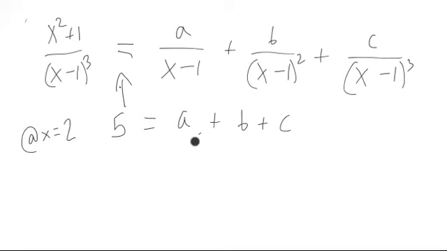We can come up with another equation by plugging in something else. We could plug in 0. 0 might be a nice one. If we plug in 0 on this side, we have 1 over -1 cubed, which is just -1 on that side. And on this side, if you plug in 0, you have -a, squared so it's positive b, and then negative cubed, which should be -c. So we have 2 equations and 3 unknowns.